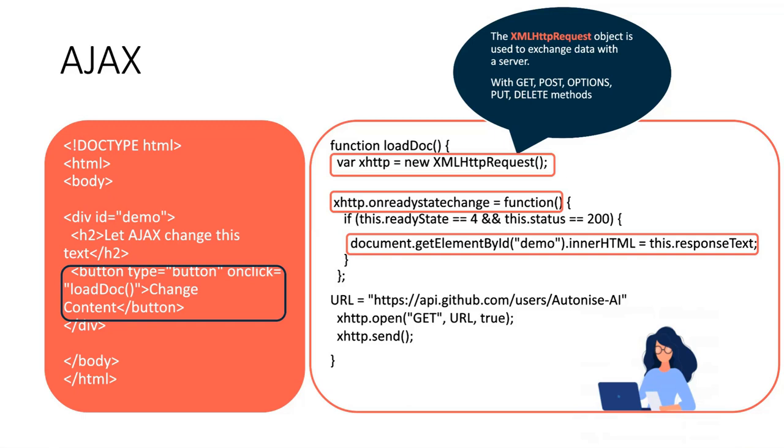Further in the code, we have defined a URL, which is the URL of the Autonomize AI GitHub API. If you go to this URL, you'll see some details about our Autonomize AI GitHub page. Now, we want that detail on our web page whenever we click that button.